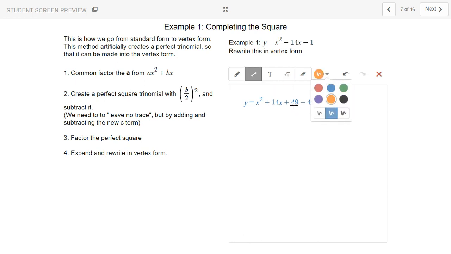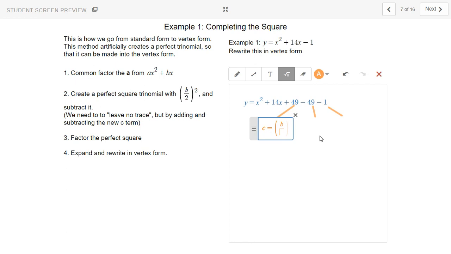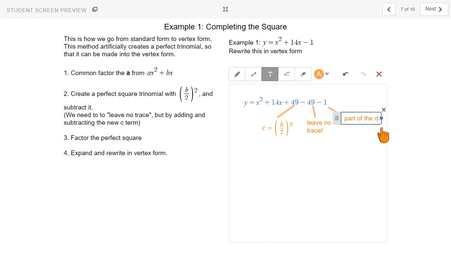Let's just mention where these came from. So the 49 was created by b divided by 2 squared. This extra 49 was created by the leave no trace. The -1 was part of the original equation.